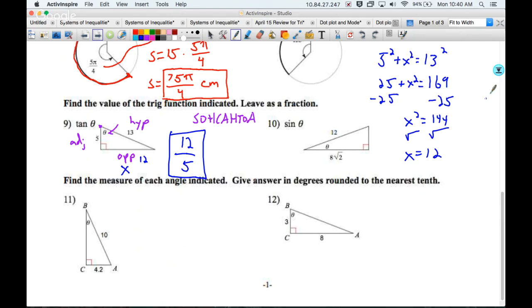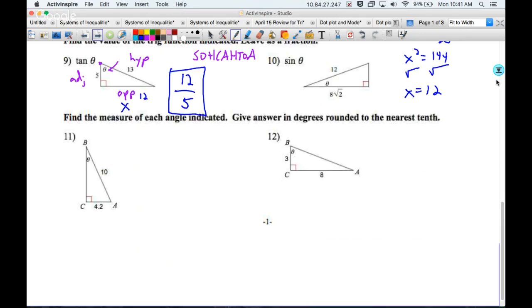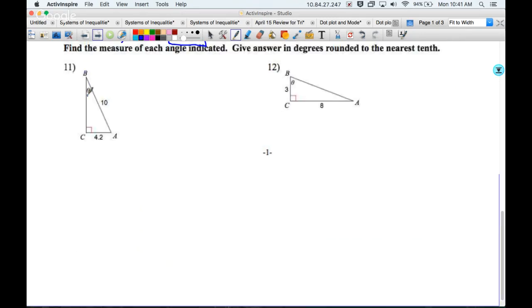All right, let's look at 11 and 12. Which one do I want to do? I'll do number 11. So from angle theta, I got to label my side lengths. Let's just label the two that we can see. I can see that I've got my opposite and my hypotenuse. Then according to SOHCAHTOA, it is sine that links opposite and hypotenuse. So I know that sine of this unknown angle theta is equal to opposite, 4.2, divided by hypotenuse, 10.